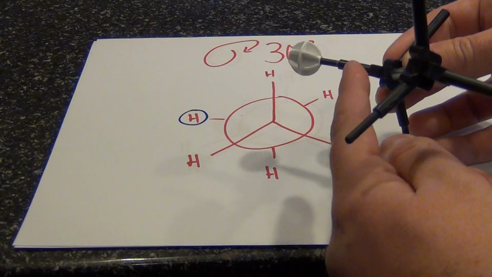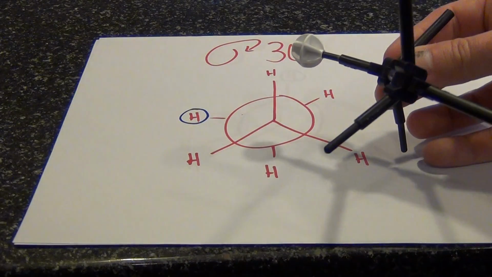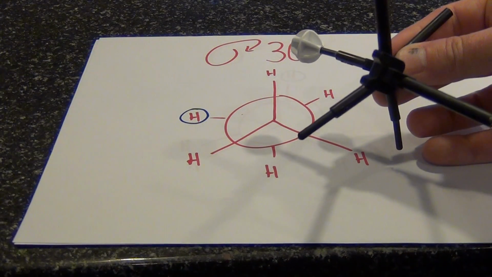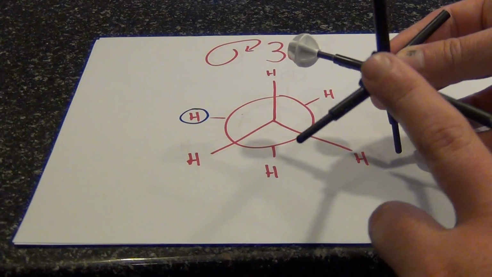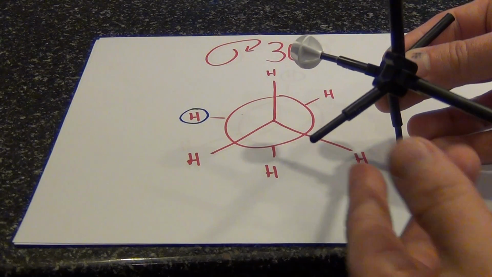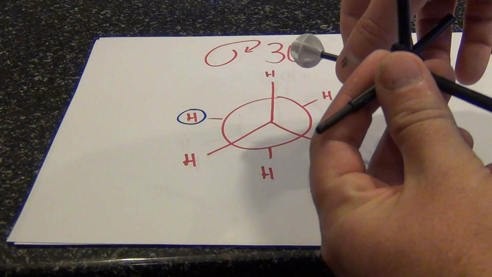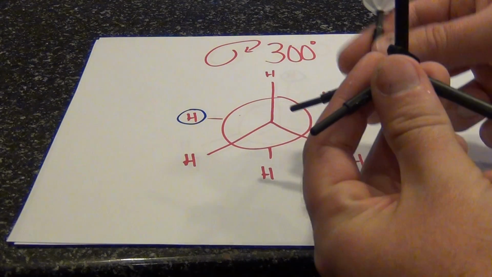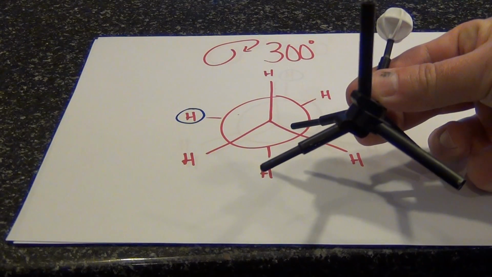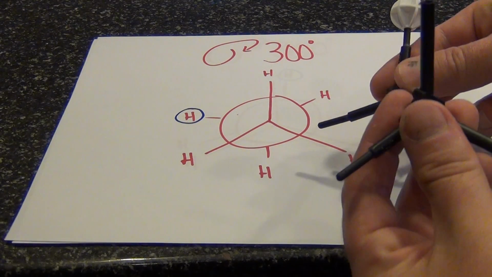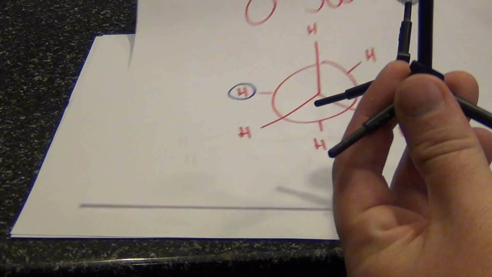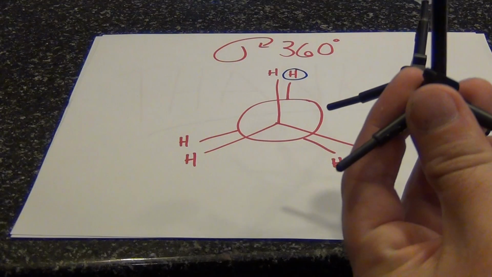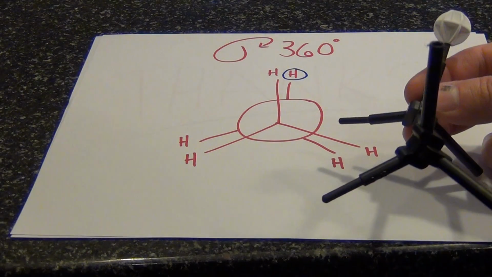The labeled hydrogen is now pointing up and to the left in the back. Notice how the front carbon has remained stationary the entire time. So if we rotate a final 60 degrees, we'll be left with this orientation, which should look familiar because this is the orientation we started with. Here is our drawing at 360 degrees.